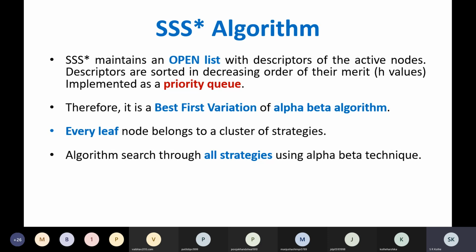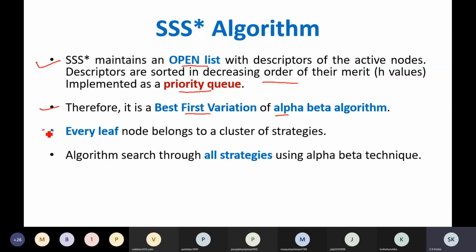Now to implement the functioning of this algorithm, to refine the strategies, this algorithm maintains an open list. This open list will have descriptors of the active nodes, and these descriptors are sorted in decreasing order of their merit, that means heuristic values. That means we will have to implement that as a priority queue. And therefore it is the best first variation of the alpha beta cutoff algorithm.